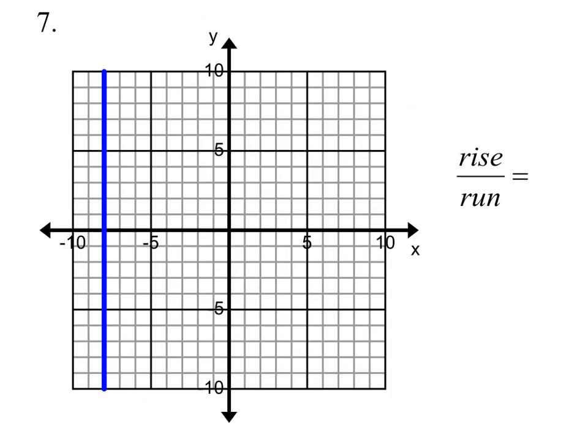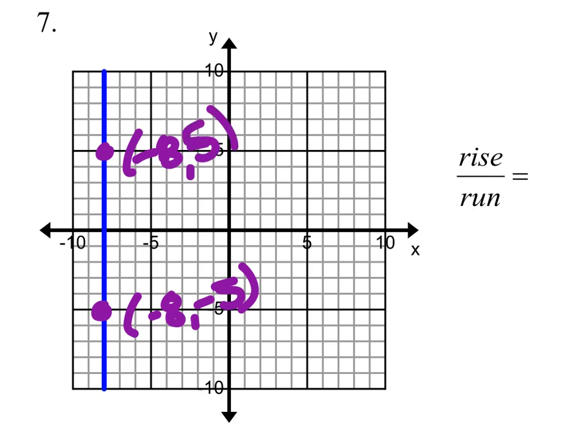All right, let's look at these. So let's find 2 points on these. I'm going to use this one. It doesn't matter which 2 you use though, right? This one right here is at -8 and -5. And then let's use this point right here, which is at -8 and +5.